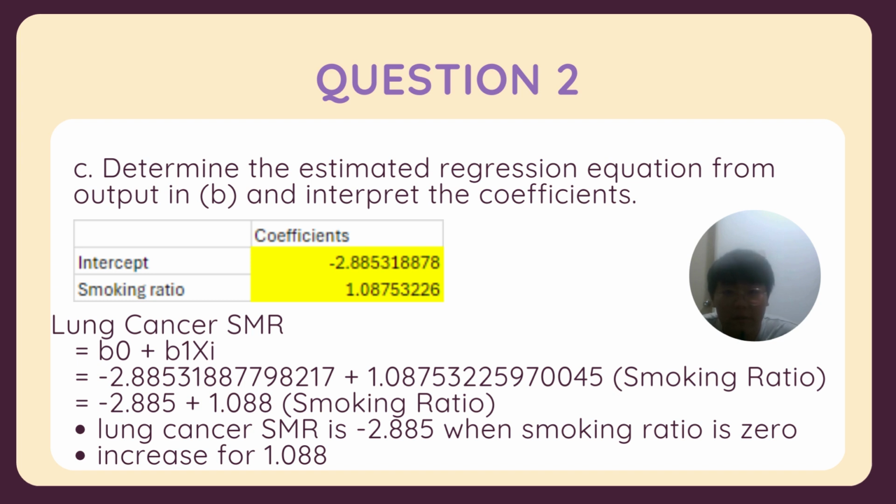Through the summary output table, we found the B0 and B1, which are the intercept and the slope. After that, we insert the information and approximate the numbers into the equation y equals B0 plus B1 x. We can find the answer, which is the lung cancer SMR equals negative 2.85 plus 1.088 multiplied by the smoking ratio. And we interpret the coefficients. The lung cancer SMR is negative 2.885 when the smoking ratio is 0. For every additional unit of smoking ratio, the lung cancer SMR will increase by 1.088.